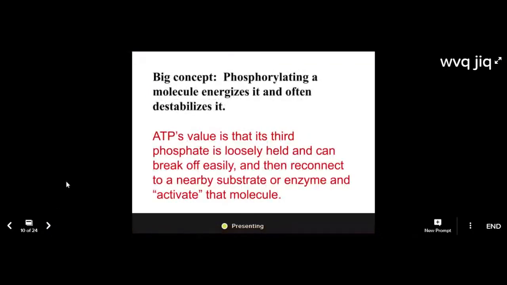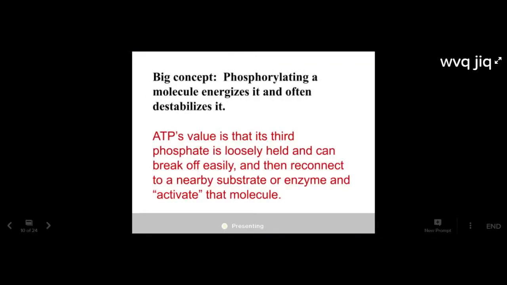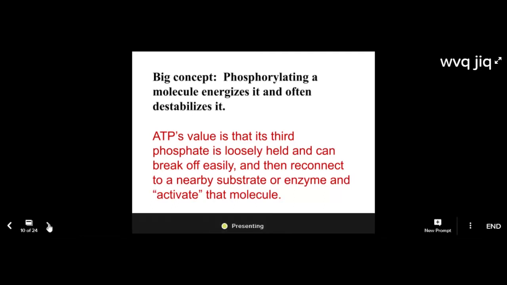Here's a big concept. Phosphorylating a molecule energizes it and often destabilizes it. ATP's value is that phosphate is loosely held and can break off easily, and then reconnect to a nearby substrate or enzyme to activate that molecule.